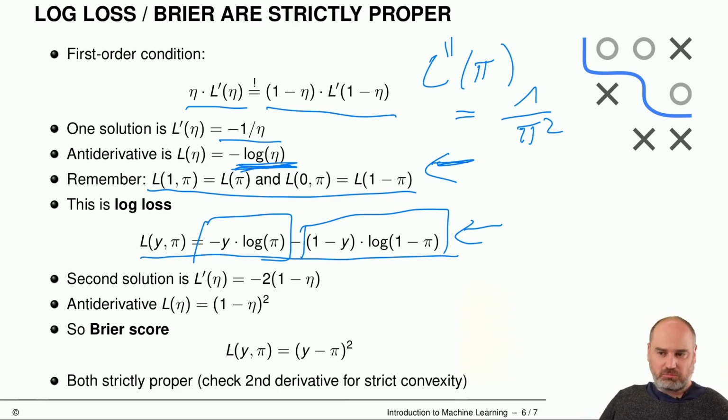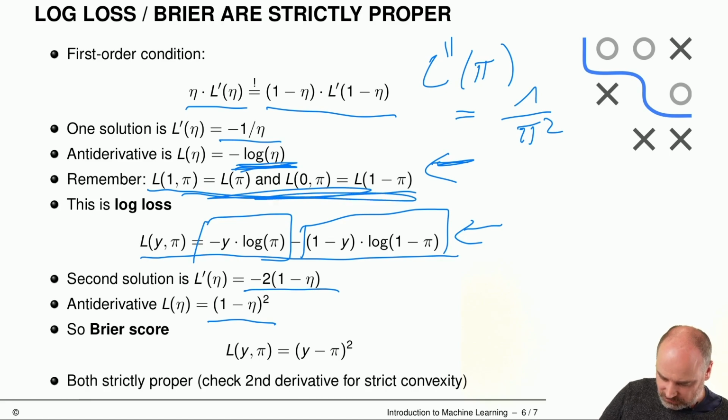There's also a second potential solution, which is not that much harder to detect. Maybe you need a few more minutes to figure that out. But this thing here is also a potential solution to our first order condition. Again, you can very easily form the antiderivative, which is this thing here. And I guess you can now already see where this is going. If you again do this in reverse, you can form the 2-argument loss function, and that's y minus pi squared. And that's Brier score.